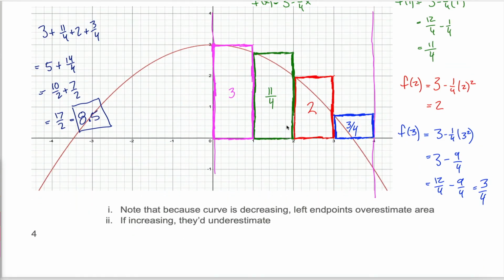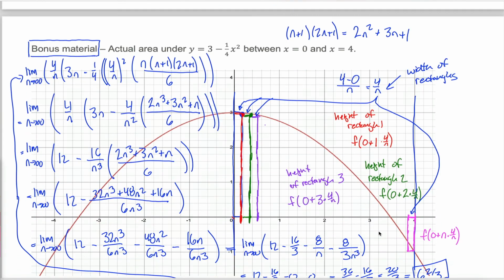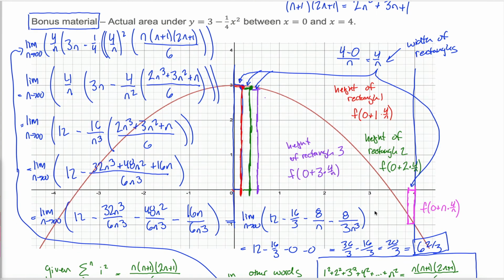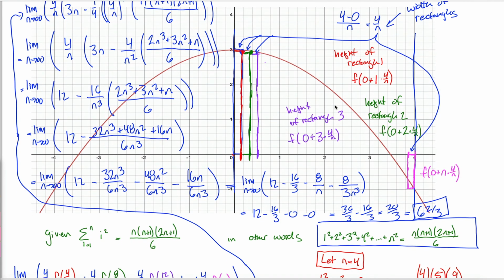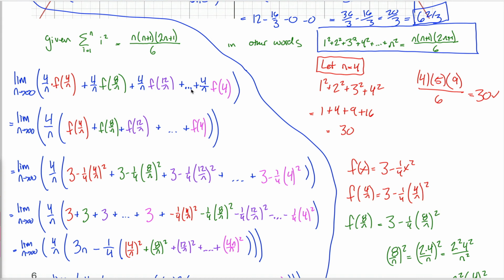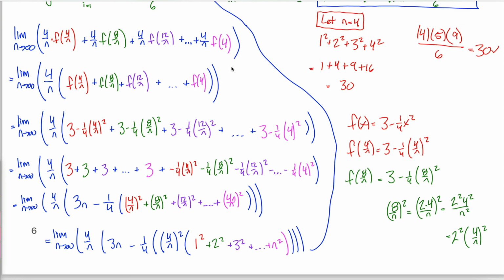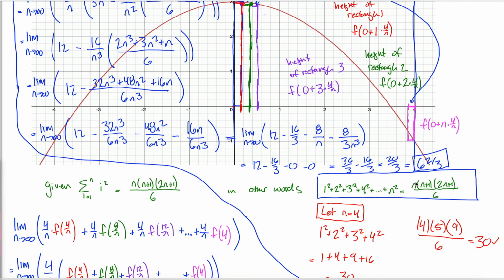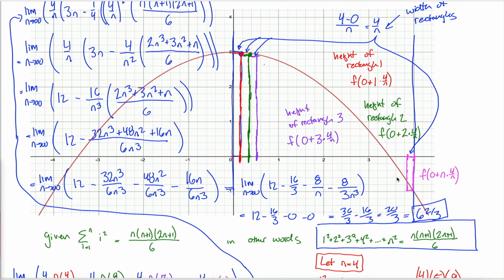But this rectangle approximation does translate really well if you can follow the most crazy algebra that you've probably ever seen in your life. If you can imagine n different rectangles under this curve, figure out the width of each rectangle, figure out the height of each rectangle, and come up with an expression that represents the total area of those rectangles, and then do an ungodly amount of algebraic manipulation, taking advantage of this formula, what you end up with is the area of the n rectangles that would approximate the area under the curve is 12 minus 16 thirds minus 8 over n minus 8 over 3n cubed.